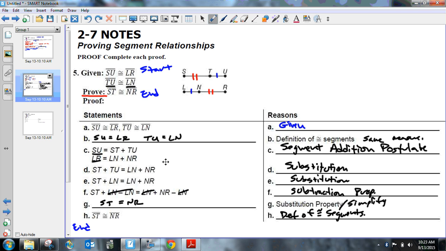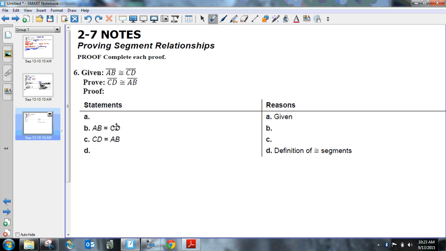Okay, so I know it's kind of long and drawn out. This might be very, very confusing to you. We're going to do a lot of practice with this, but this is the basic idea. And so then let's take a look at number 6.